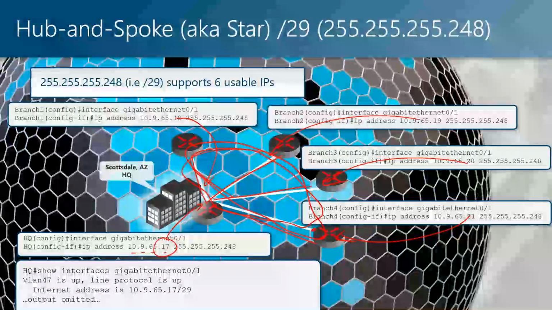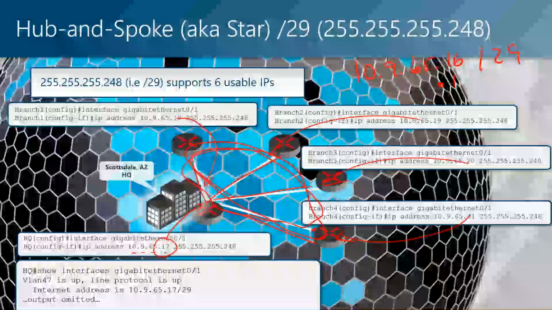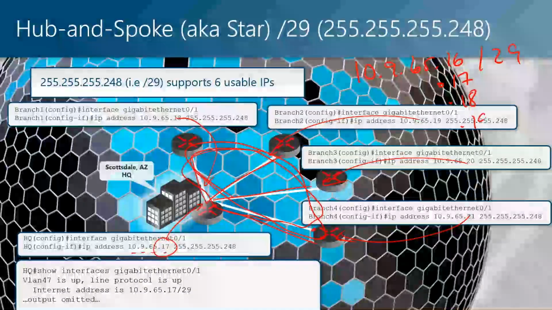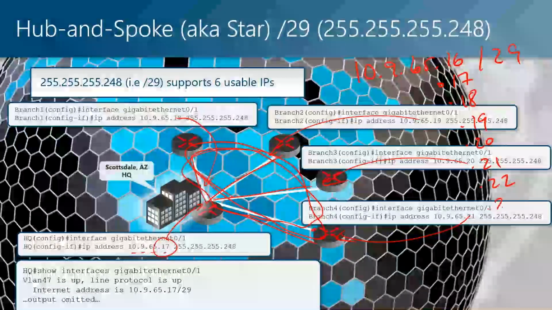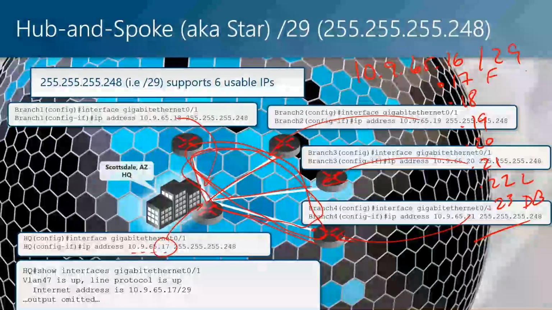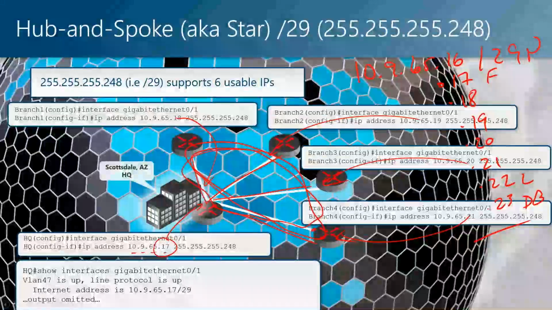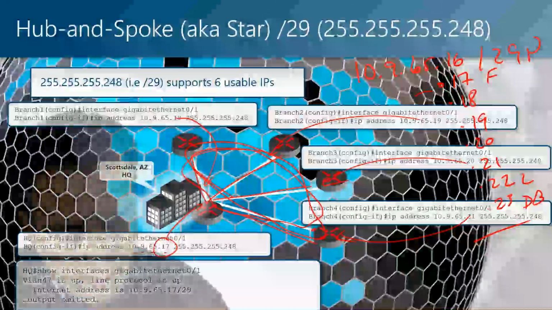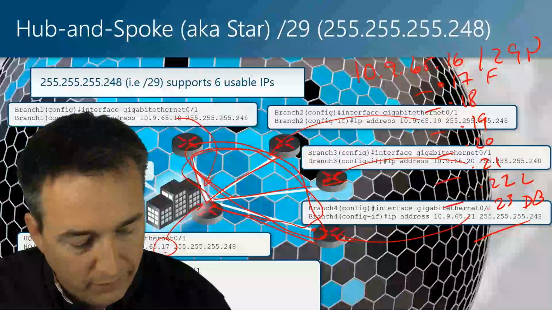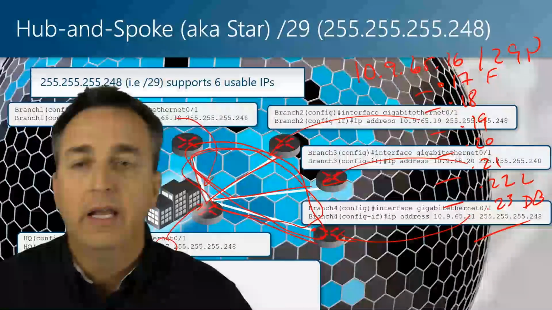But in this particular case, our network ID would be 10.9.65.16/29. So our first usable would be 17, then we'd have 18, 19, 20, 21, 22, 23, oops, not 32, 23. And so this would be our directed broadcast address. This is our first usable, this is our last usable, and this is our network ID. So in total, in a /29, we have how many different addresses that we can use? We got 1, 2, 3, 4, 5, 6 that we can use in a /29.